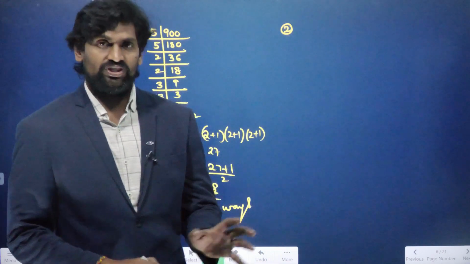The second question: in a village there are 600 families, and 100 have no children.